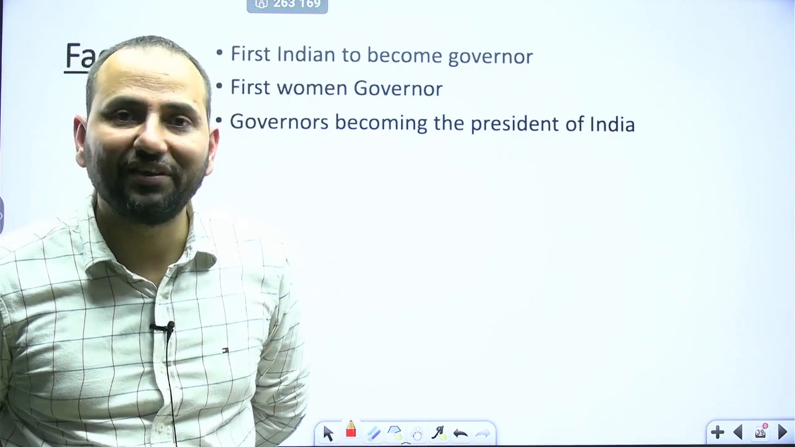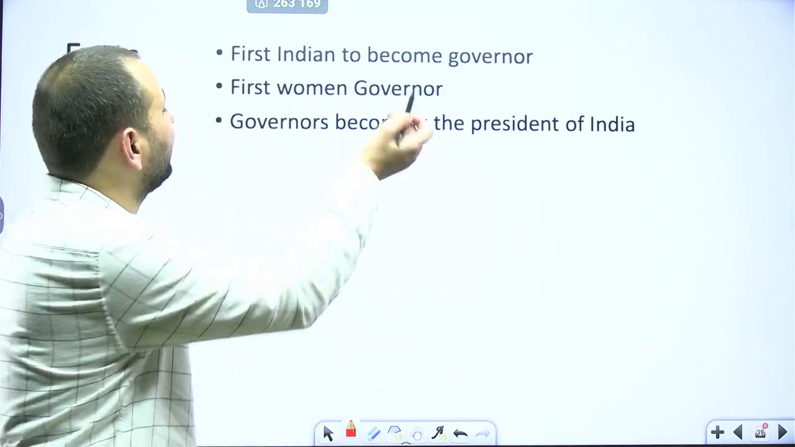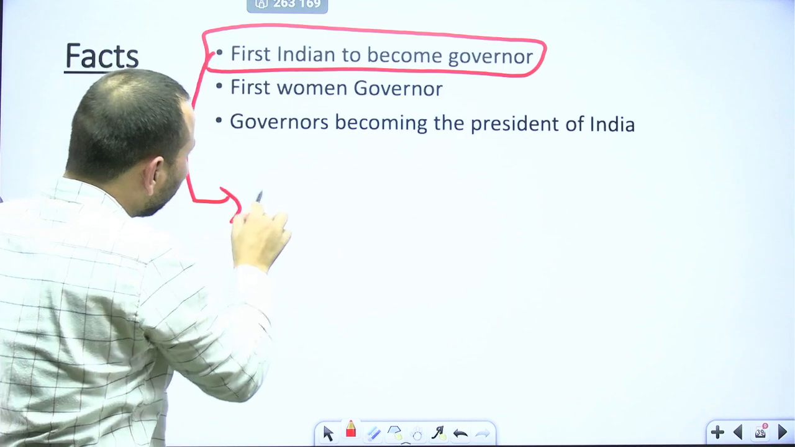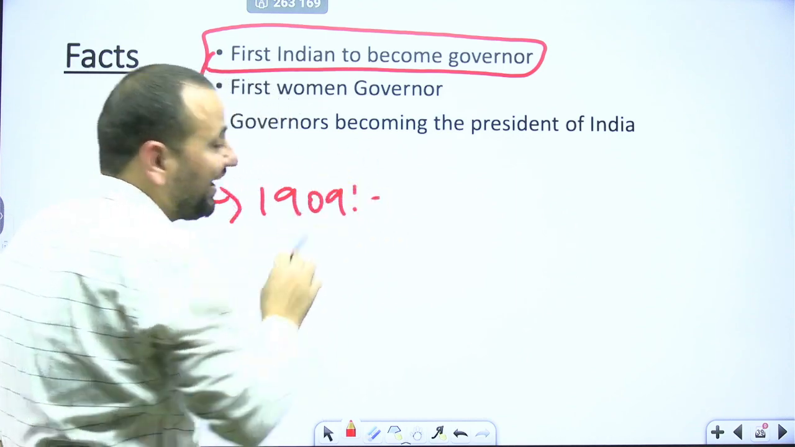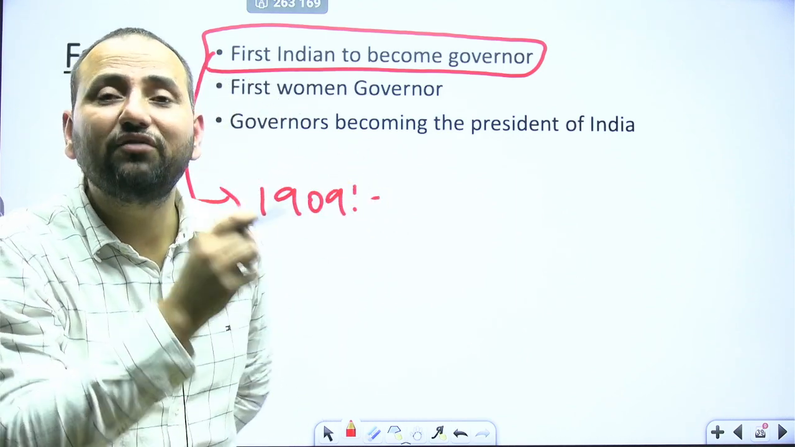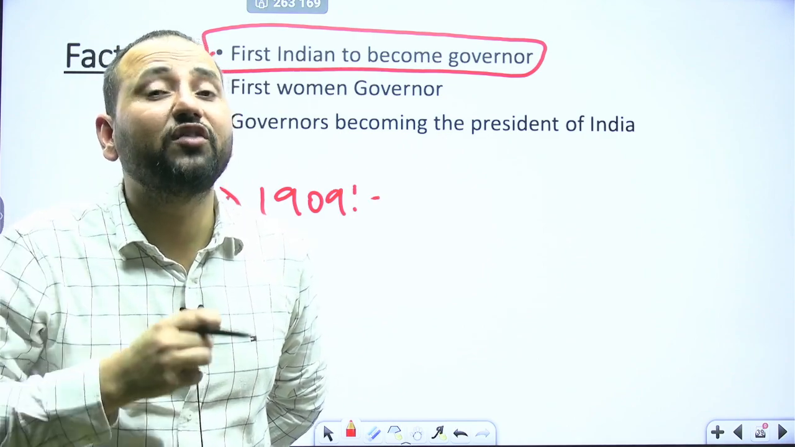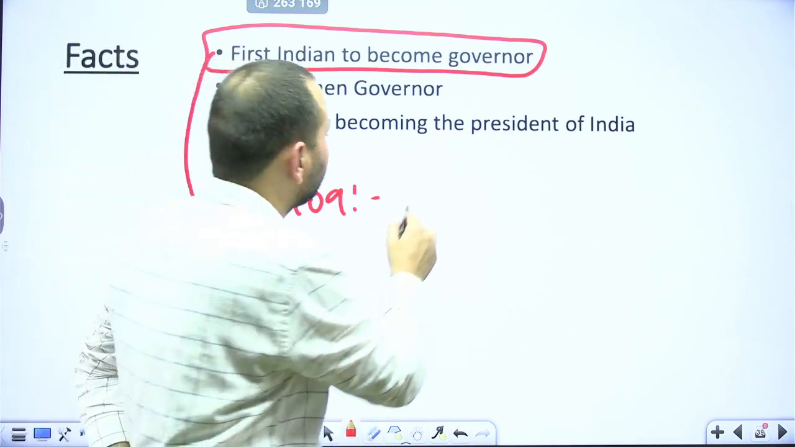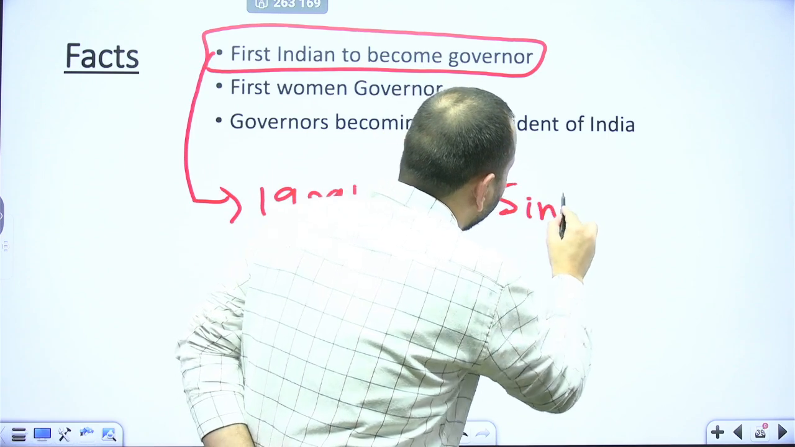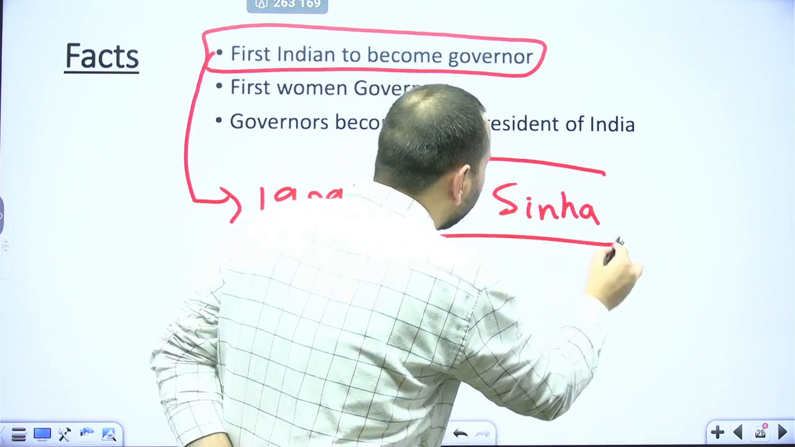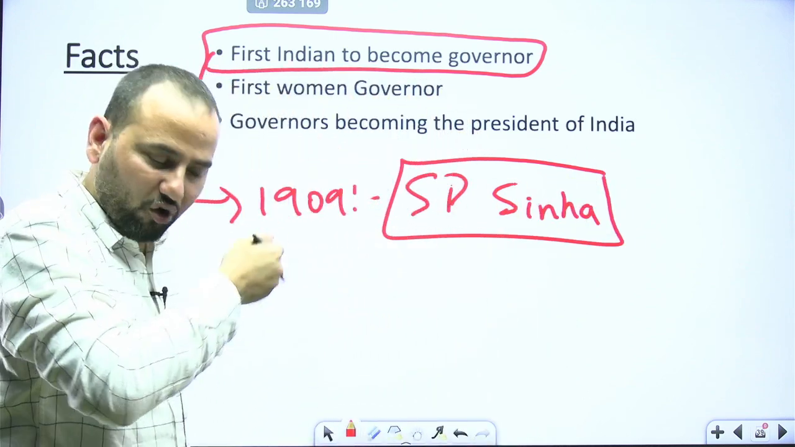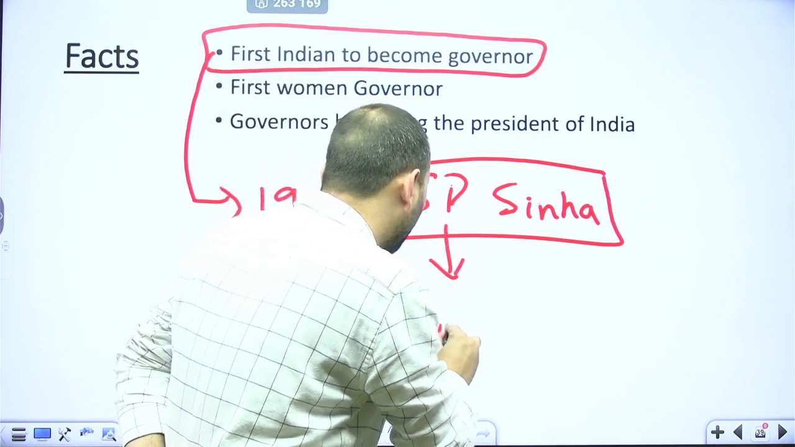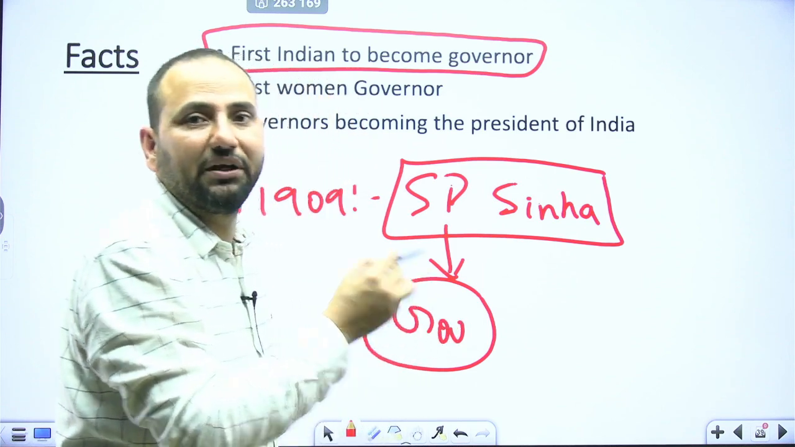If you talk about these facts, we have to understand, like, who was the first Indian to become a governor? Do you know, in 1909, for the first time, an Indian became a part of the executive council of the Governor General, or the executive council of the Viceroy of India. This was the first time an Indian became a member. The person was Satyendra Prasad Sinha. S.P. Sinha also became the first Advocate General of Bengal. He also became the first Indian to become a governor. He became the governor of Bihar and Orissa.